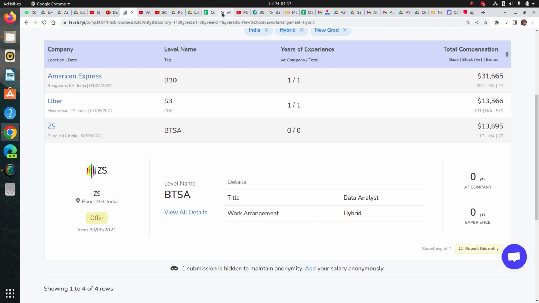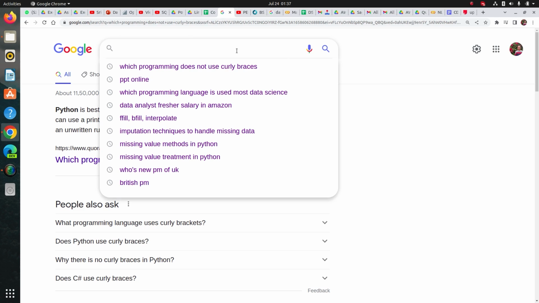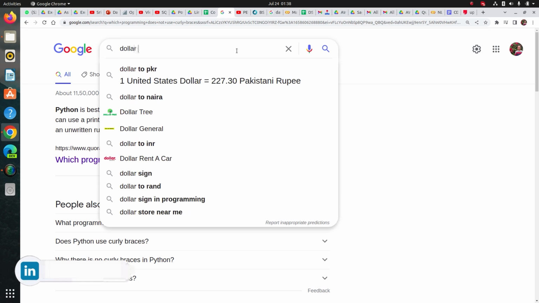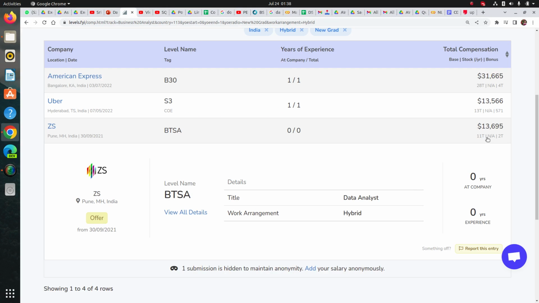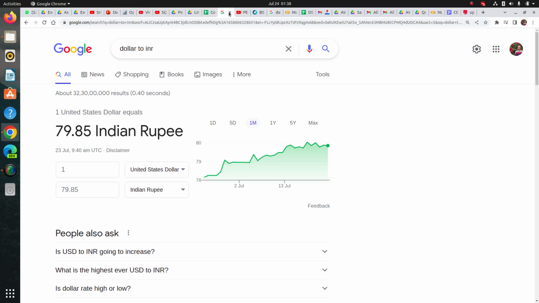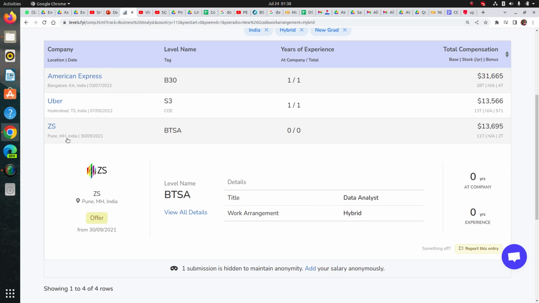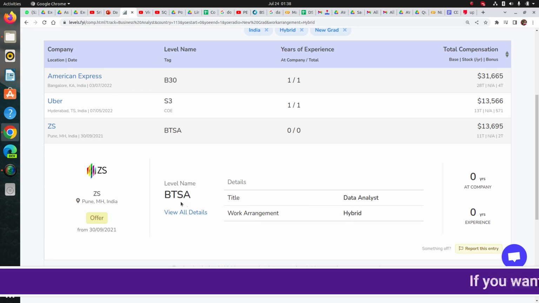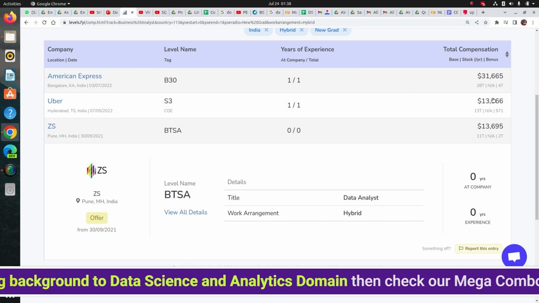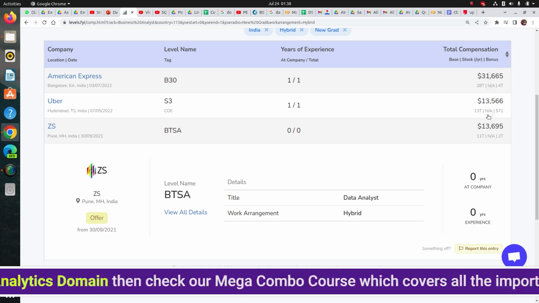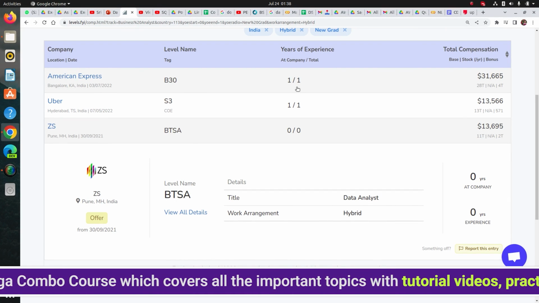Let's check the current dollar to INR rate. The salary here is $13,695. You can see it is nearly 10,93,484 rupees for freshers in this company, ZS. Now you can see that the highest salary with 1 year of experience is at American Express. It is 31,000, nearly 2.5 times. So American Express is paying really good money based on 1 year of experience.